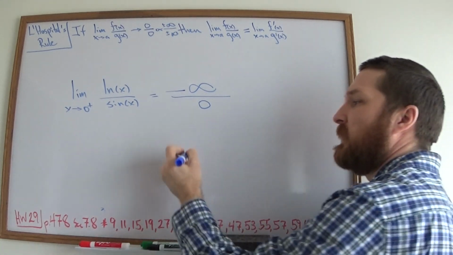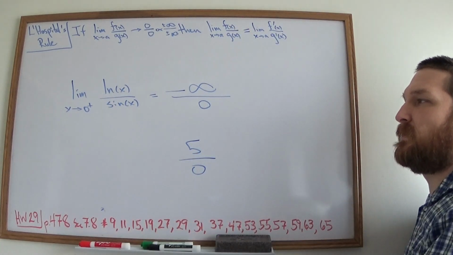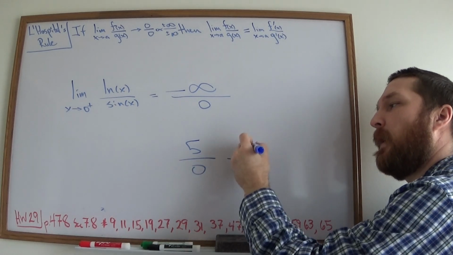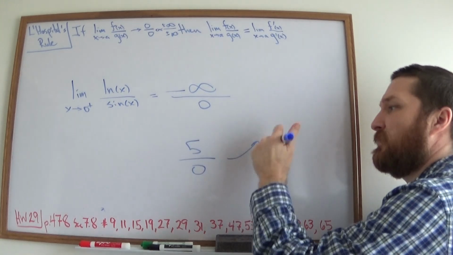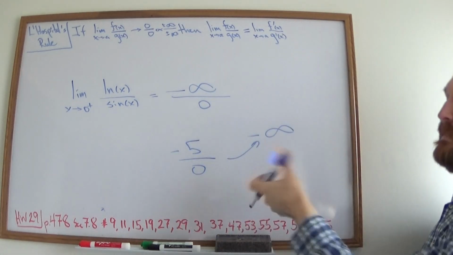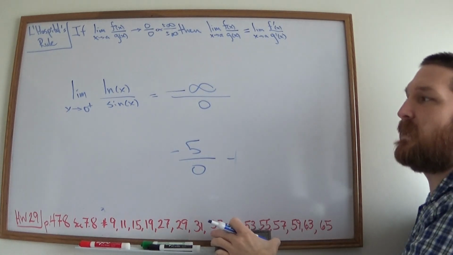Well, think about it this way. If you had 5 over 0, you would say that this limit doesn't exist, because it would blow up, right? You'd say as this gets really, really small, the entire thing gets really, really big. And if it's negative, it would be blowing down to negative infinity. Who cares? It's going to infinity. You'd say it does not exist.